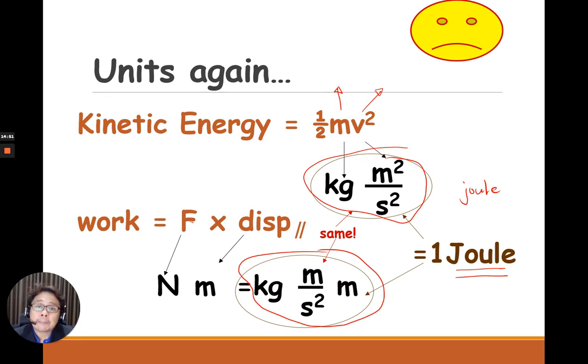Now, joule is an SI unit, so you can attach any prefix you want. So it can be kilojoules, gigajoules, megajoules, etc. Any of the metric unit prefixes can be attached to it. Okay, so let's go to the work energy theorem.